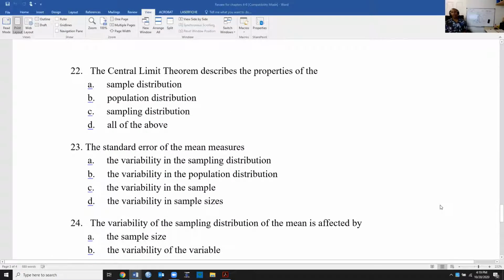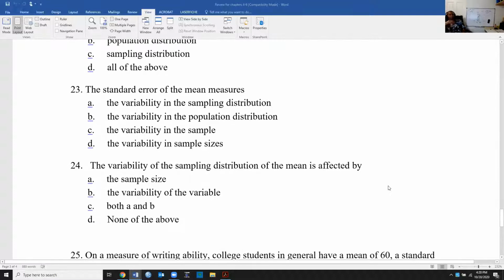Okay, so the central limit theorem describes the properties of what? Is it population distribution? Now, we didn't really talk anything about a population distribution. So sampling. Sampling distribution, not the sample distribution, because we didn't talk about a sample distribution either. The answer is the sampling distribution. Good. All right, the standard error of the mean measures what?